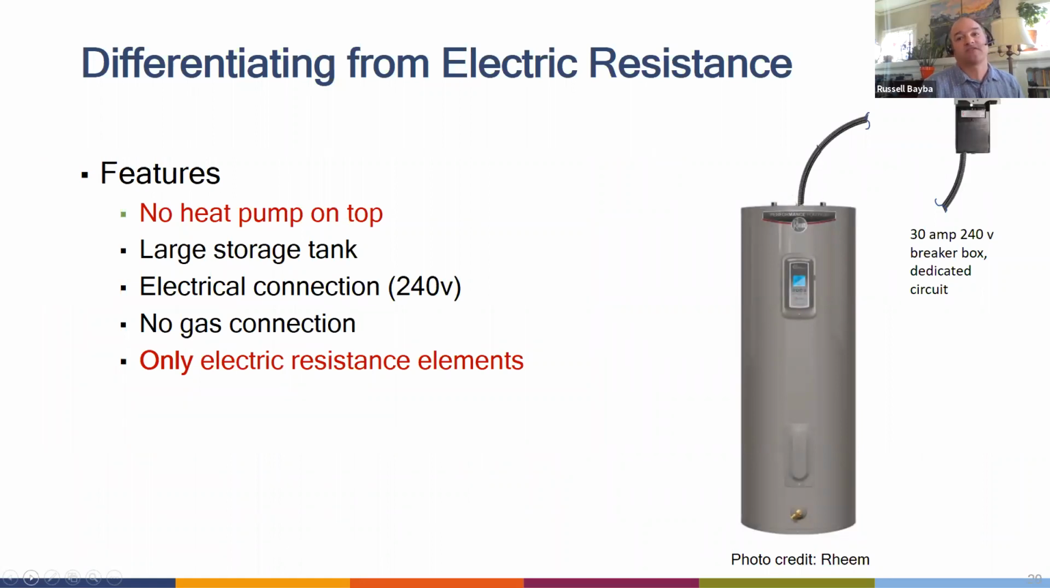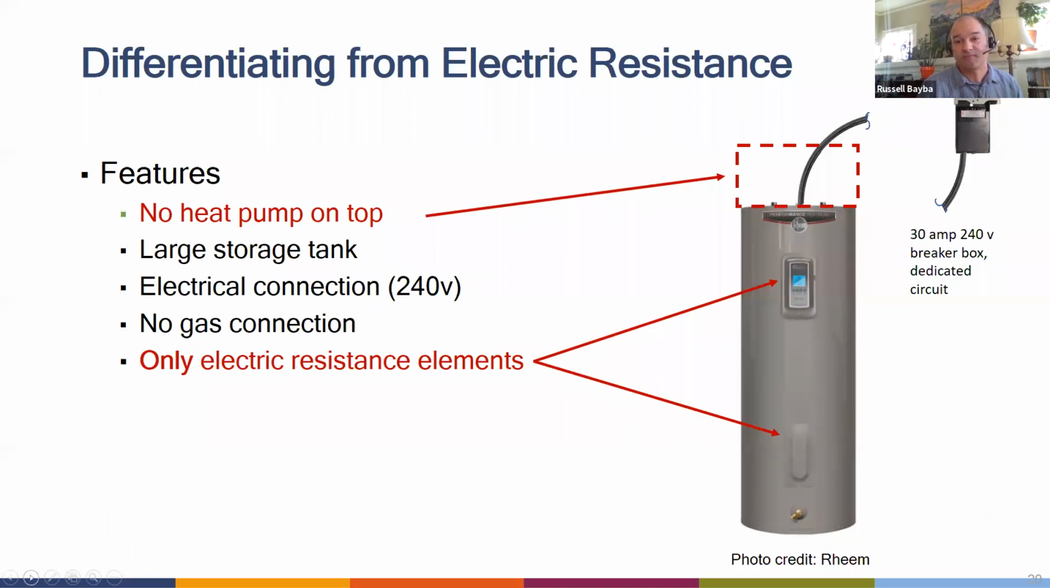So an electric resistance is very bare bones. They don't have the condenser on the outside or on the top. They're typically 30 amp, 240 volts. Large storage tank, it does take a while for that to heat up. So as a large storage, there's no gas connection and only electric resistance elements usually in there. And there's sometimes a control panel too.